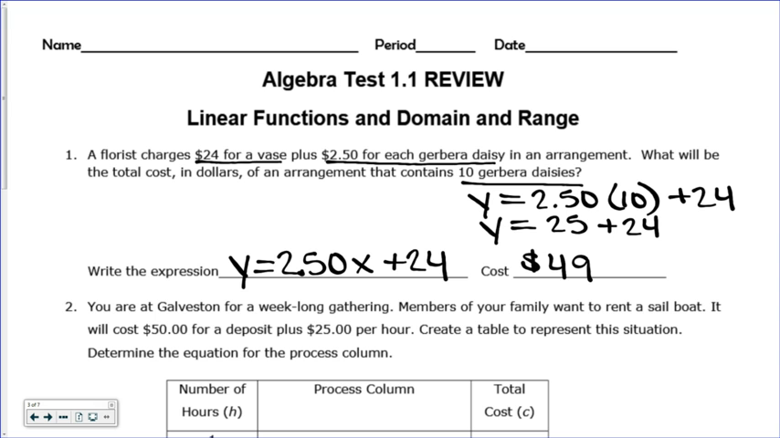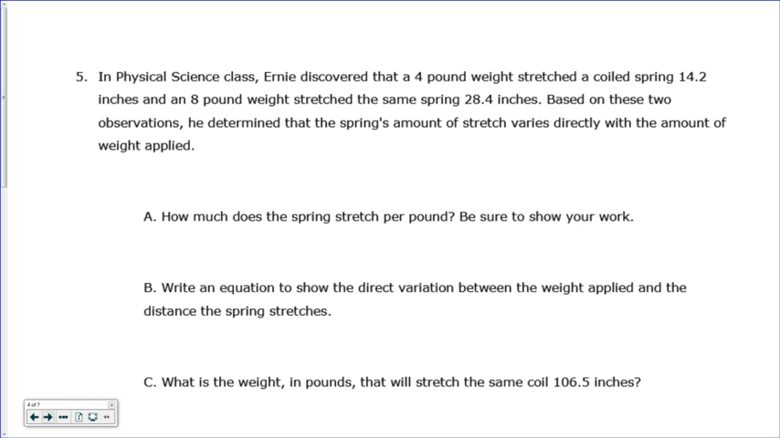Okay, let's move to the next page. We're going to go to number 5. In physical science class, Ernie discovered that a 4-pound weight stretched a coiled spring 14.2 inches and an 8-pound weight stretched the same spring 28.4 inches. Based on these two observations, he determined that the spring's amount of stretch varies directly with the amount of weight applied. So, important information. We have a 4-pound weight is 14.2 inches. And an 8-pound weight stretches 28.4 inches.